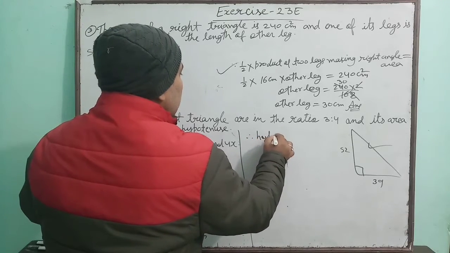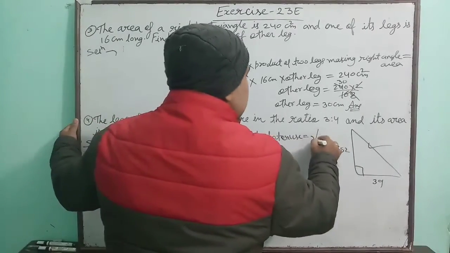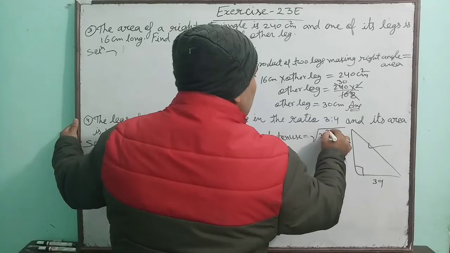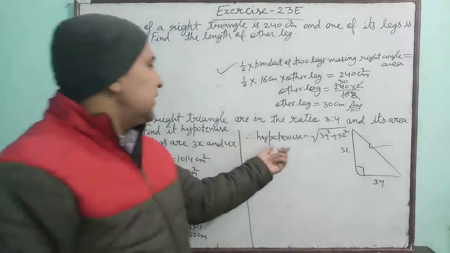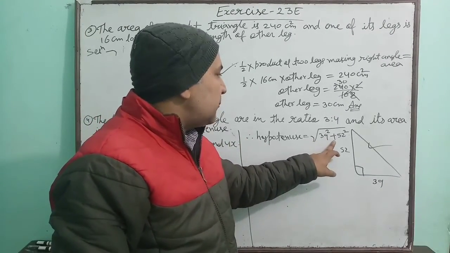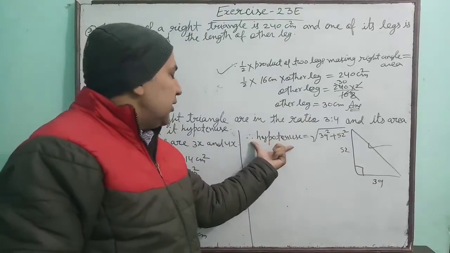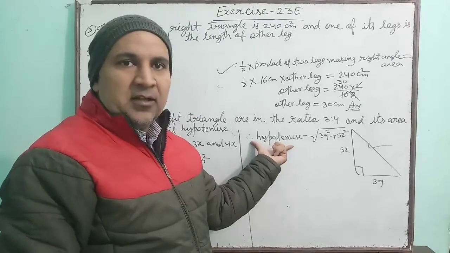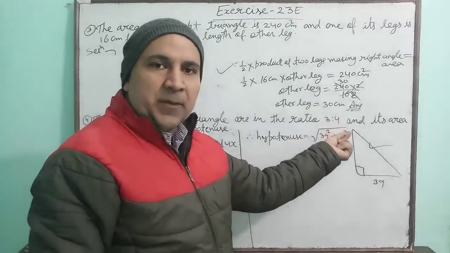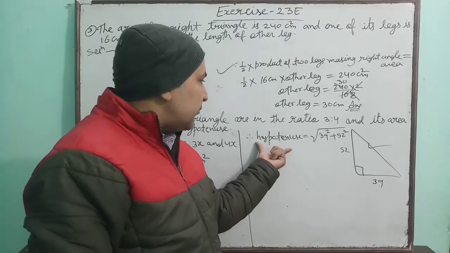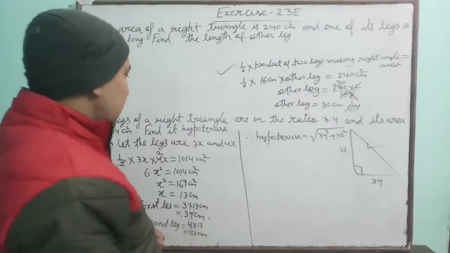Therefore, hypotenuse is equal to square root of base square plus perpendicular square. Okay, we are taking a square root because here we have removed the square. According to the Pythagoras theorem, hypotenuse square is equal to base square plus perpendicular square. So if we remove the square from here, we have to take the square root of right hand side. Now calculate it and get your answer.